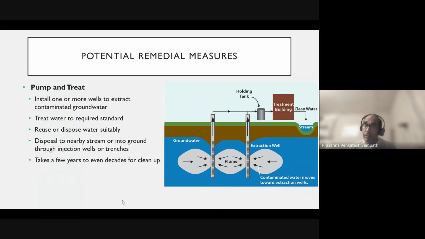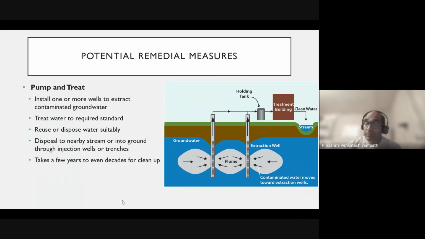If that is not done properly, then you're taking water out, treating it, but disposing of dirty water in some other stream. So you're spreading the contamination. At least when it was underground, it's not visible, right? Now you're taking it out, you're not treating it properly, and then disposing it off.